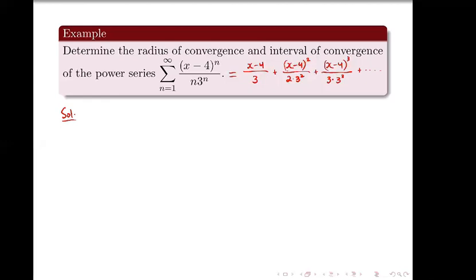So anyway, let's solve for the radius and interval of convergence. Here, our a sub n is x minus 4 to the power n over n times 3 to the n. So we want to find the limit as n approaches plus infinity of the absolute value of a sub n plus 1 over a sub n. Again here, for x not equal to 4. 4, that's your center.